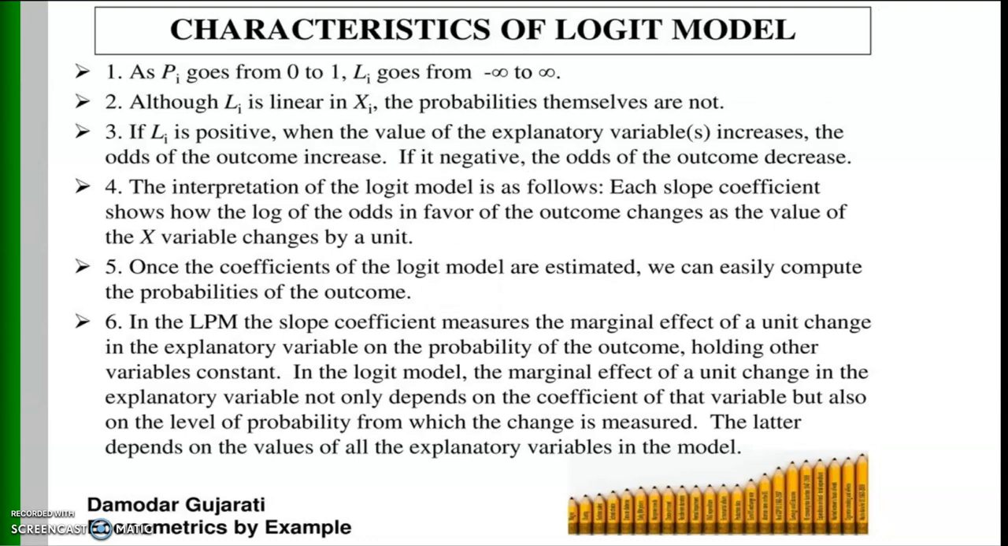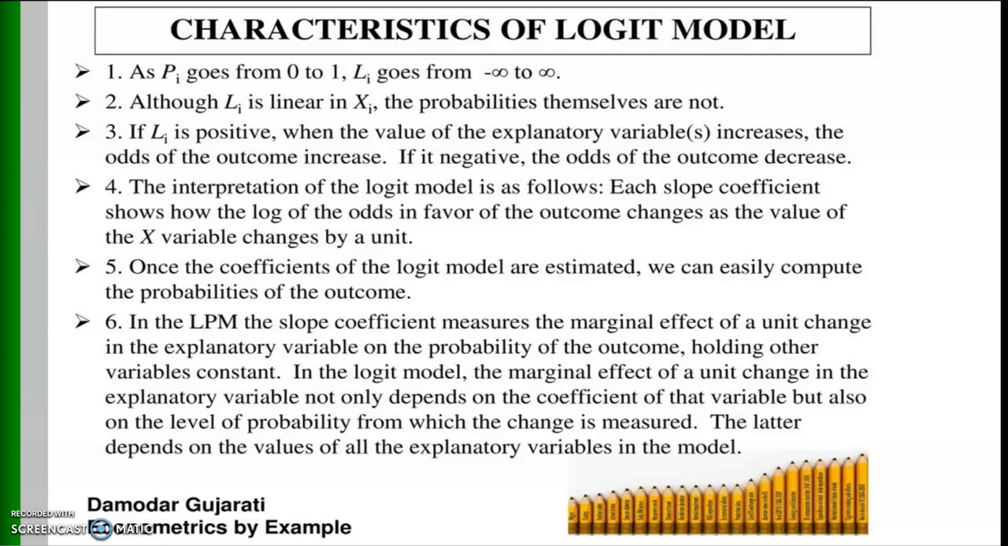These are the characteristics of the Logit model. As Pi goes from 0 to 1, Logit goes from minus infinity to infinity. Although Li is linear in Xi, the probabilities themselves are not. If Li is positive, when the value of the explanatory variables increases, the odds of the outcome increase, and if it is negative, then the odds of the outcome decrease. The interpretation of the Logit model is as follows. Each slope coefficient shows how the log of the odds in favor of the outcome changes as the value of the X variable changes by 1 unit.